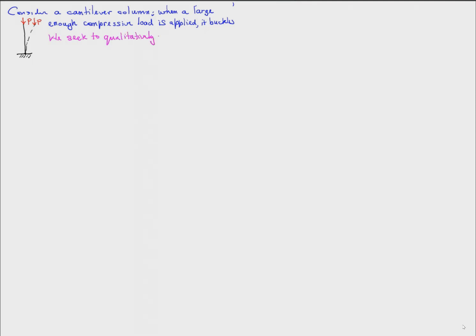So we've looked at the idea of stability and how to analyze stability using energy principles using the simple example of a bead sliding on a wire. Now we apply these ideas to buckling problems. So consider a cantilever column. When a large enough axial compression is applied to the cantilever column, we know that it will buckle. So we seek to understand this process qualitatively using an approximate model to which we'll apply our energy principles from the last video.